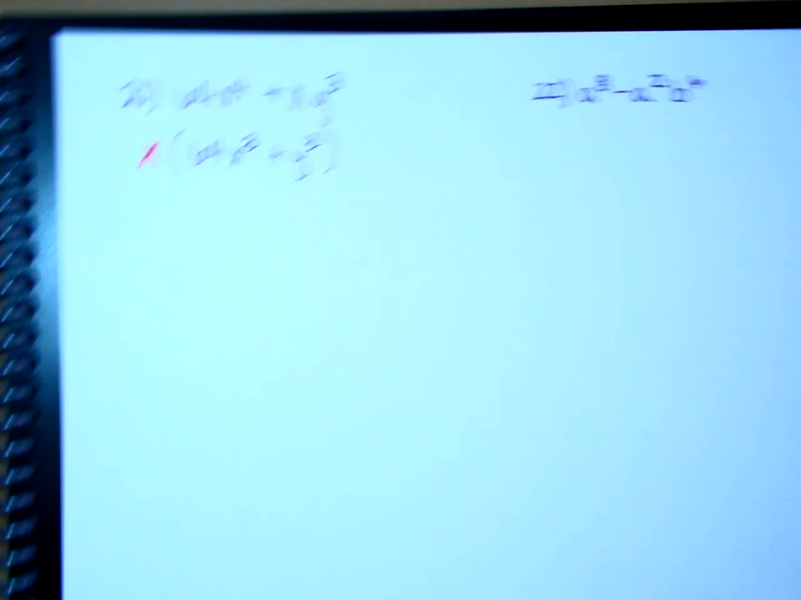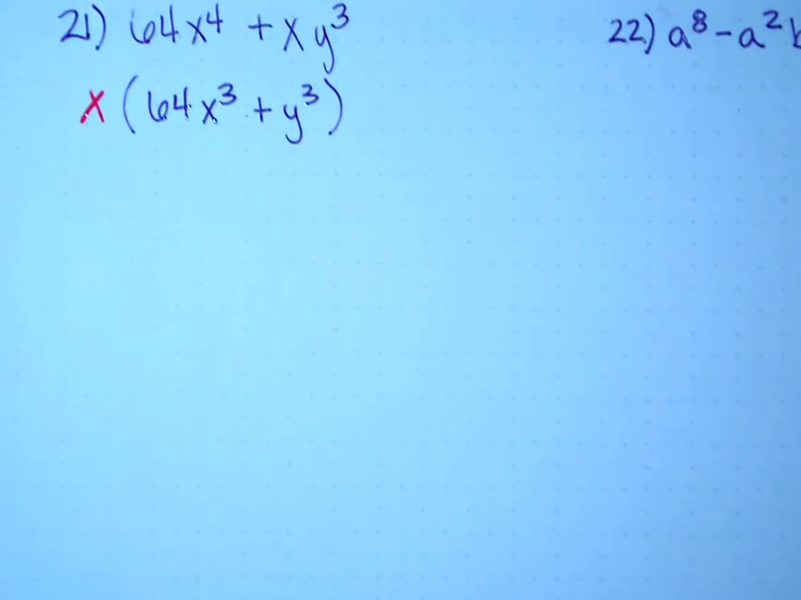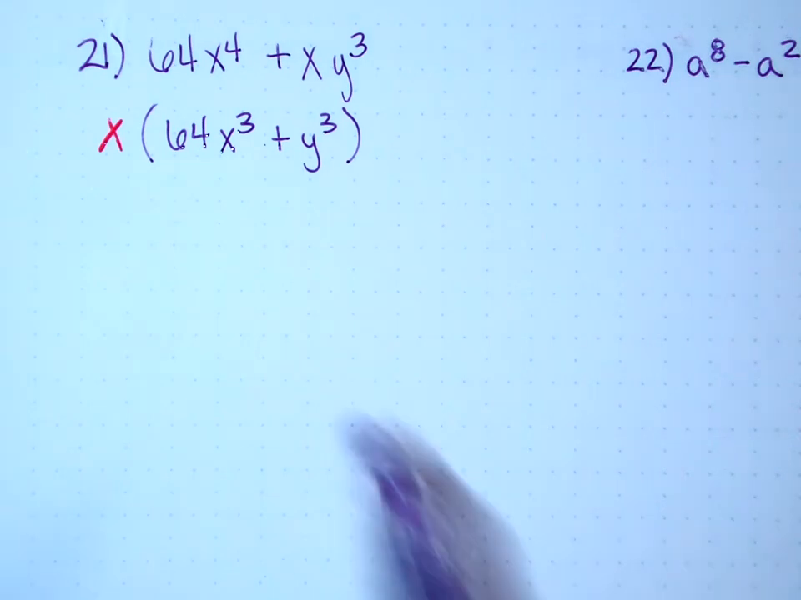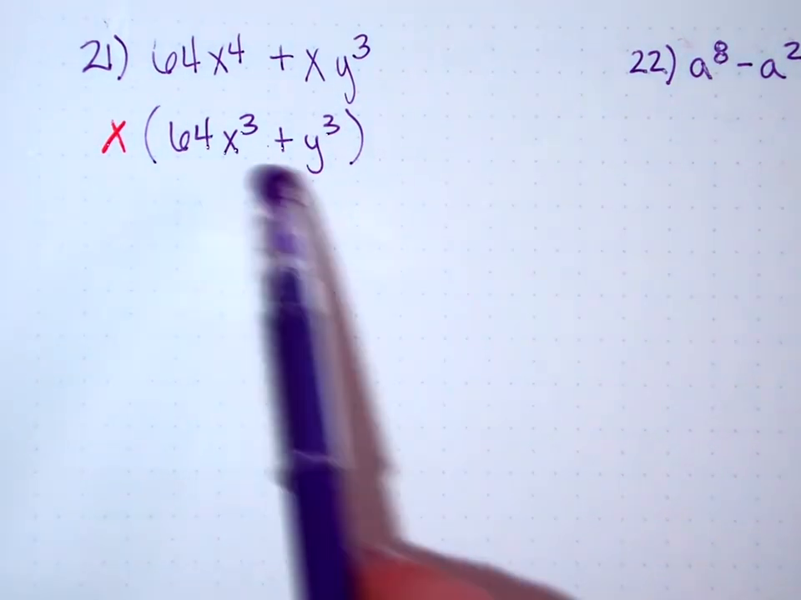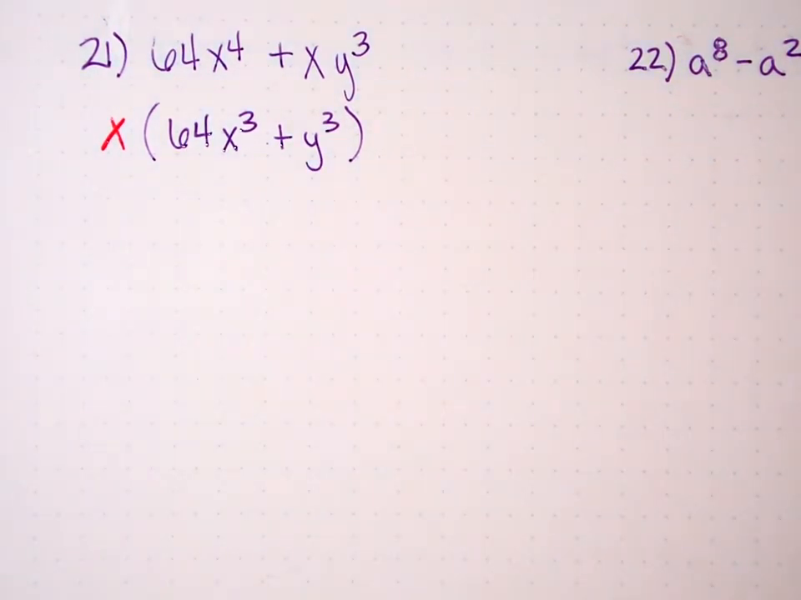So the next step is saying this is the sum of perfect cubes, possibly. I know x cubed is a perfect cube, y cubed is a perfect cube, but is 64 a perfect cube? Is there some number times itself 3 times to get you 64? If you don't know them, you just want to make sure that you go through and say 1 cubed is 1, 2 cubed is 8, 3 cubed is 27, 4 cubed is 64. So I know that 4 cubed is 64.